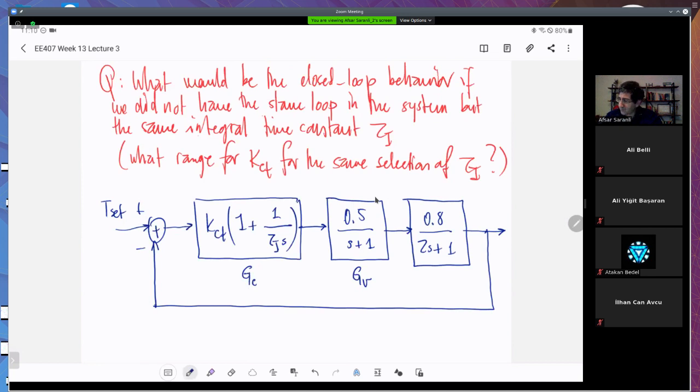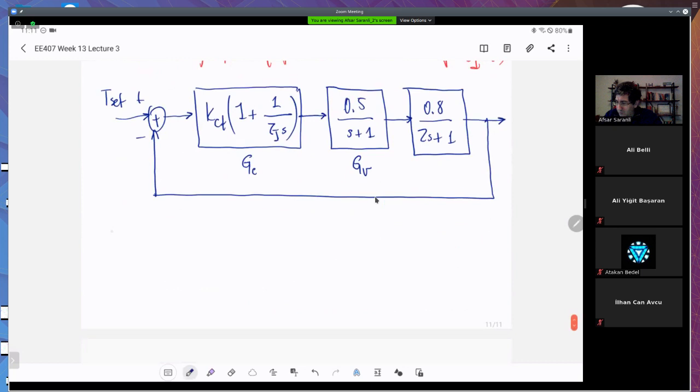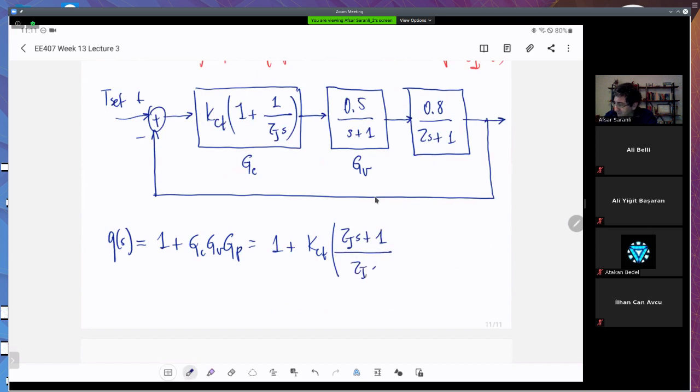Let's write down the closed loop transfer function again. That's going to be simple in this case. 1 plus GC GV GP, and that's going to be 1 plus KC times the controller (tau I s plus 1 over tau I s) times the valve 0.5 over s plus 1, and 0.8 over 2s plus 1.